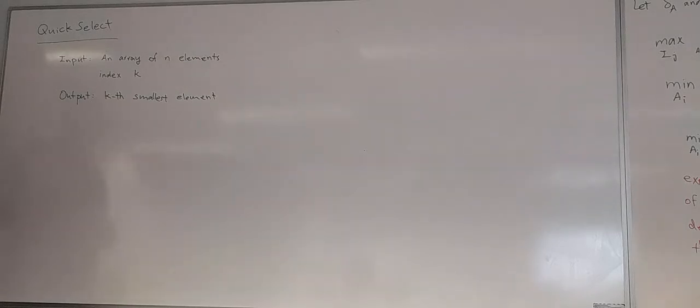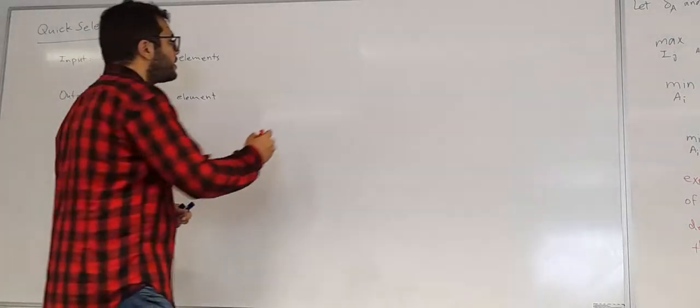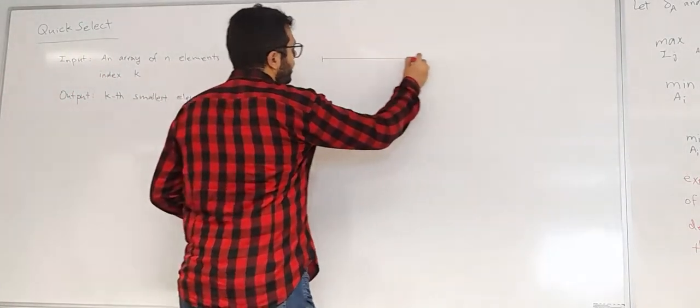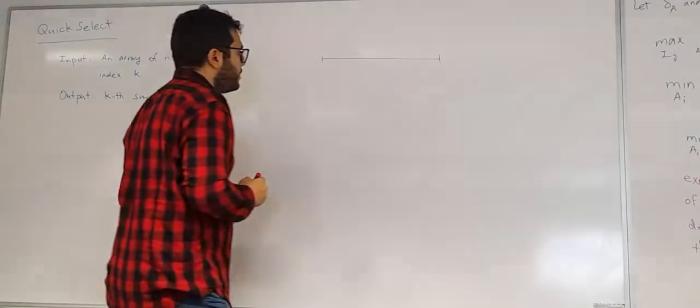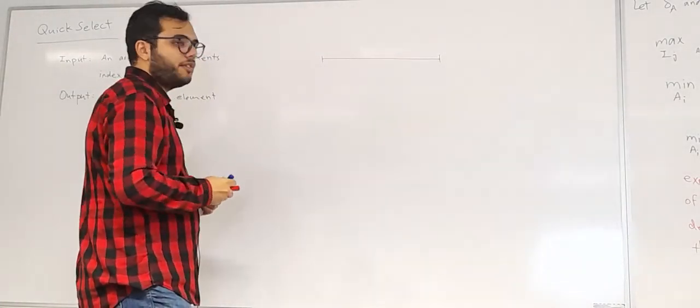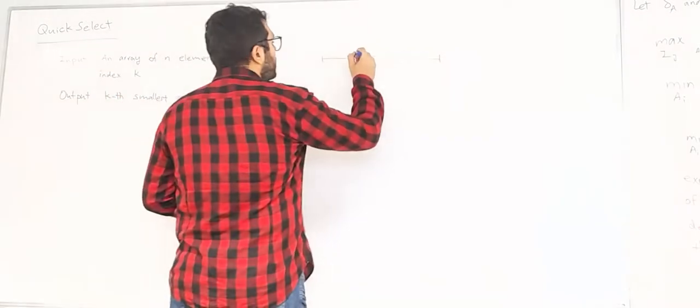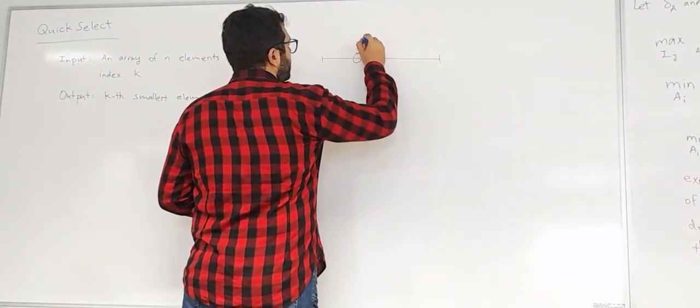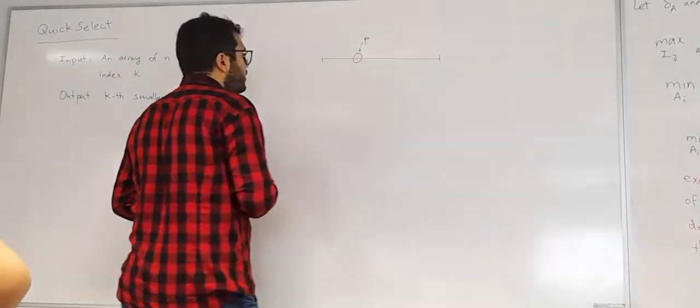Okay, so what does QuickSelect do? It does something very similar to QuickSort. It says I have an array, and this array has n elements. What I do is just choose some pivot element. So let's say I take this P, which is a pivot.